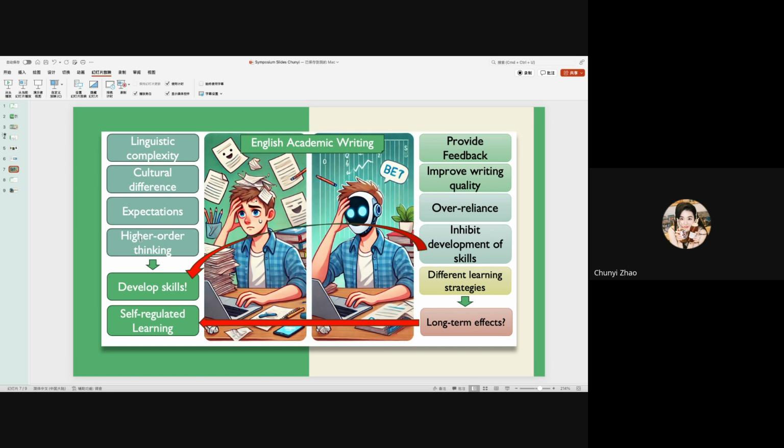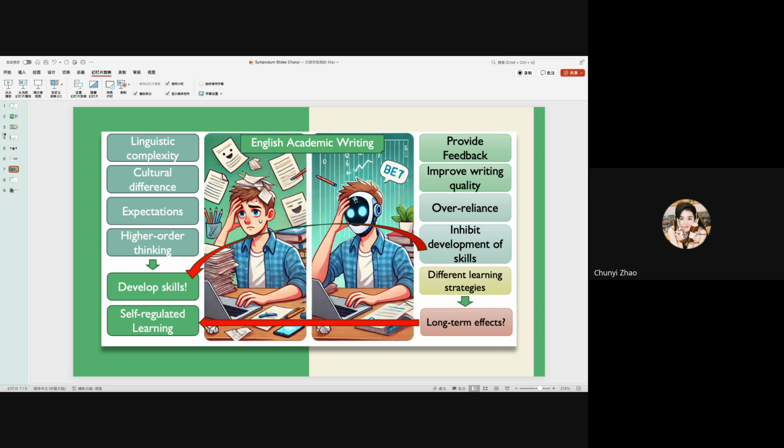I need to write more to practice, or I need to have some English writing classes to help me develop greater writing skills. So this kind of thing, including planning and reflecting, can be higher order thinking. So although language learners face these kinds of difficulties, we still need to develop skills. And the most important skill is self-regulated learning.